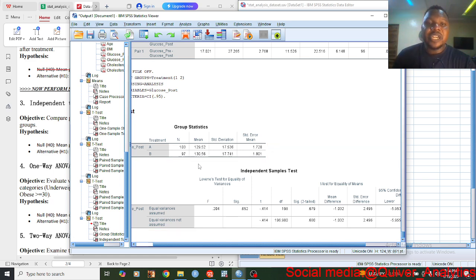Looking at their means, we have 129.52 and 130.56. So the differences are not much. I mean, the difference is not much at all. The average difference is not much at all.